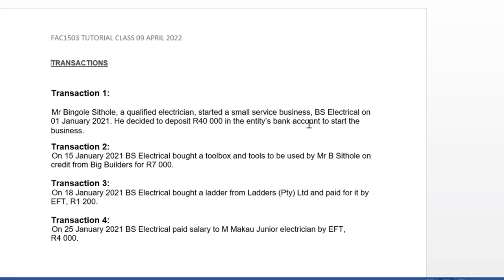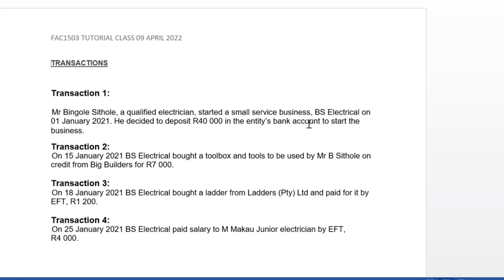Basically, you are the bookkeeper of this company, this new BS Electrical. These are the transactions that are happening in January. So you need to record the first transaction. My question is, what is the source document? Remember, in accounting, the first thing before you do anything, you need to receive a source document. That source document will help you. So Silindile, we were looking at the source document.